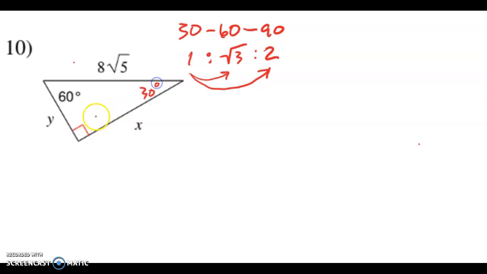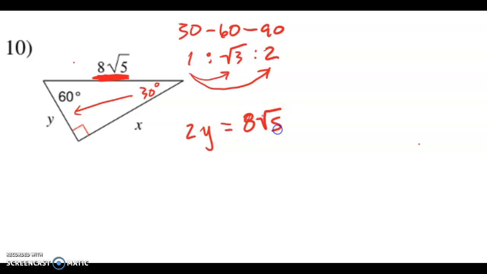So I'm going to write in some info here. The side that's opposite the 30 is the thing that we always work off of. So if I take that side and I multiply it by 2, I get the side that is opposite the 90, or in other words, the hypotenuse. So 2 times y is equal to the hypotenuse.